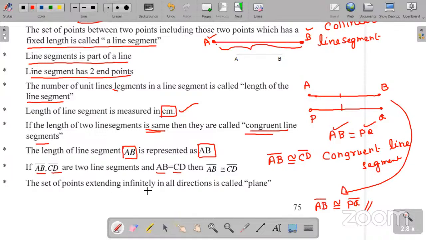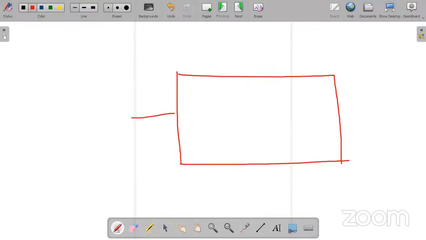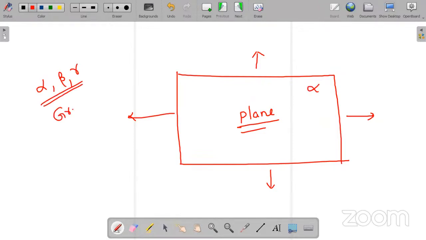The set of points extending infinitely in all directions is called a plane. For example, this plane is drawn as a rectangular shape, but you can extend it in this direction, this direction, and this direction. This is called a plane. A plane consists of an infinite number of points. A plane is denoted by alpha, beta, gamma. For example, say this is the alpha plane. Alpha, beta, gamma are Greek letters.